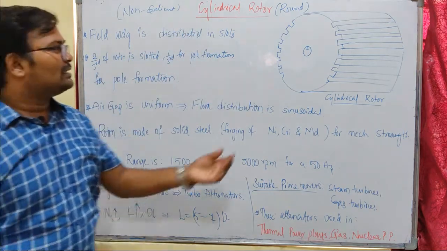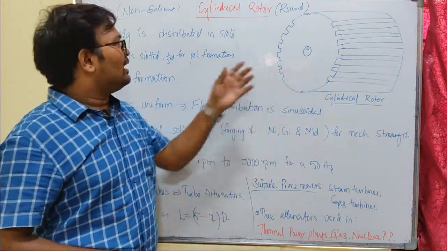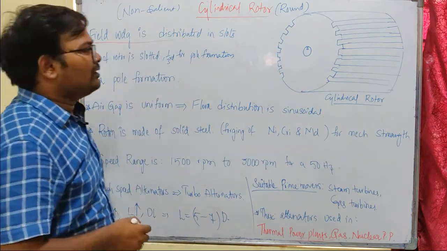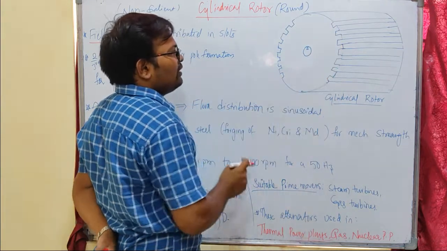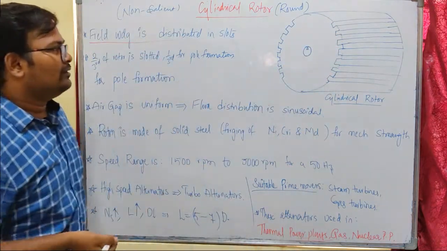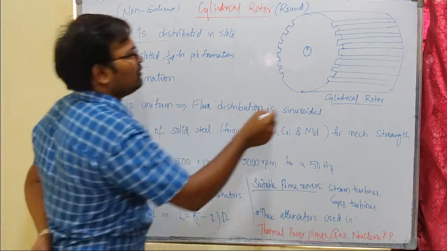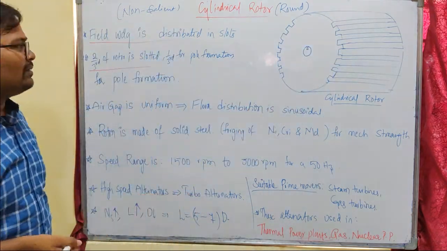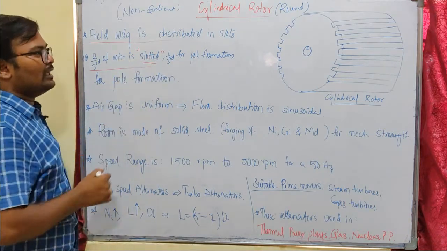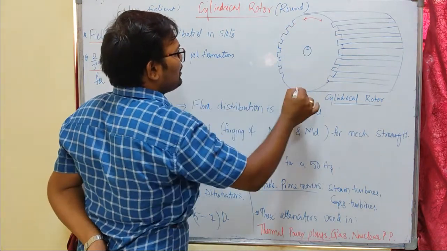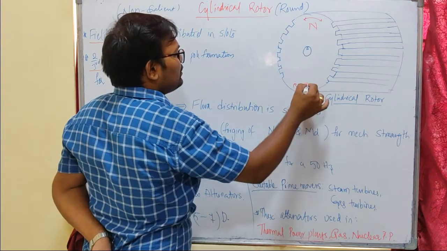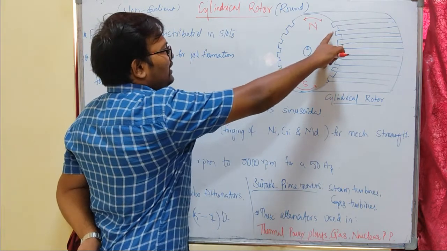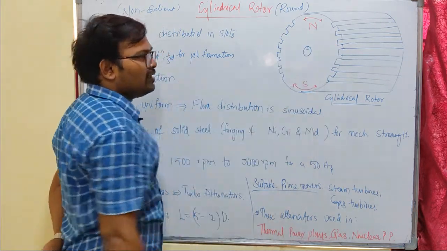Here this is the construction of our cylindrical rotor, in which the field winding will be distributed in slots. Here you can see that this is a cylindrical type rotor. Two-thirds of our rotor periphery is slotted. Slots are made on two-thirds of the periphery, and one-third of the rotor periphery is left open to produce our poles. That means two-thirds of the rotor has slots and one-third will be left to form the poles, the field poles.